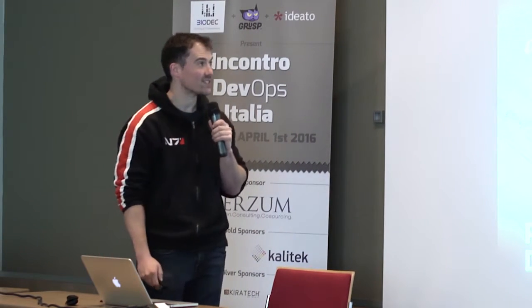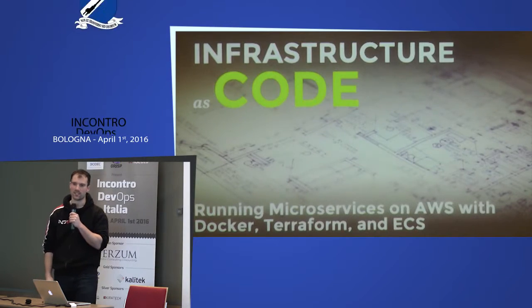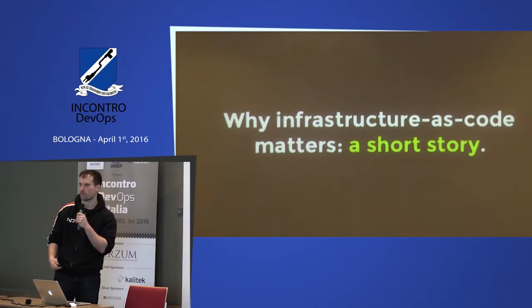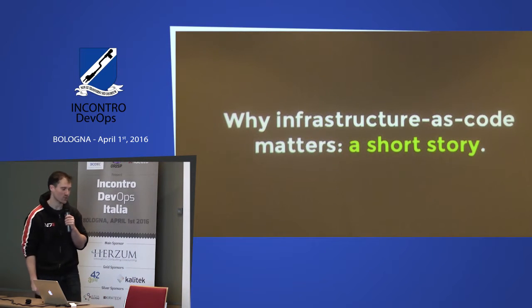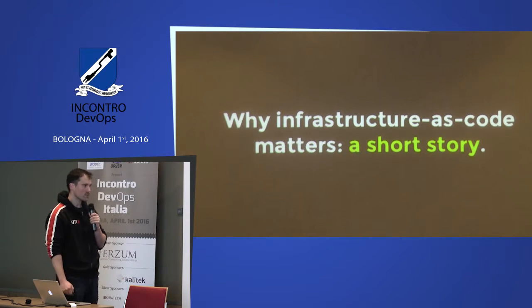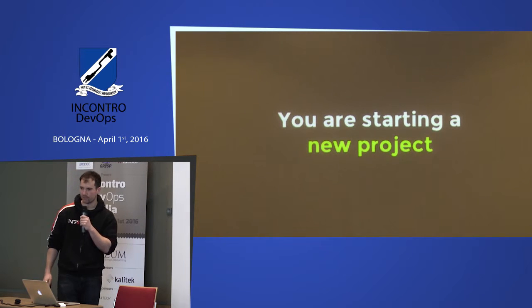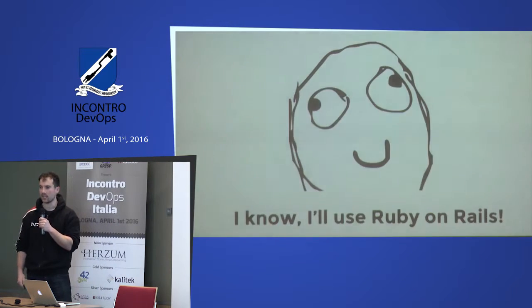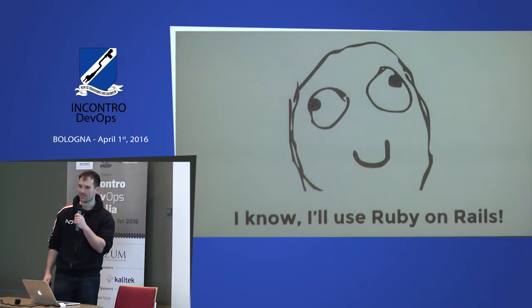This talk is about infrastructure as code. And to kick it off, I'm going to tell you a little bit about why infrastructure as code matters. I'm going to tell you a little short story. So imagine you're going to start a new project, and you think, I'm going to use Ruby on Rails. It's going to be awesome.